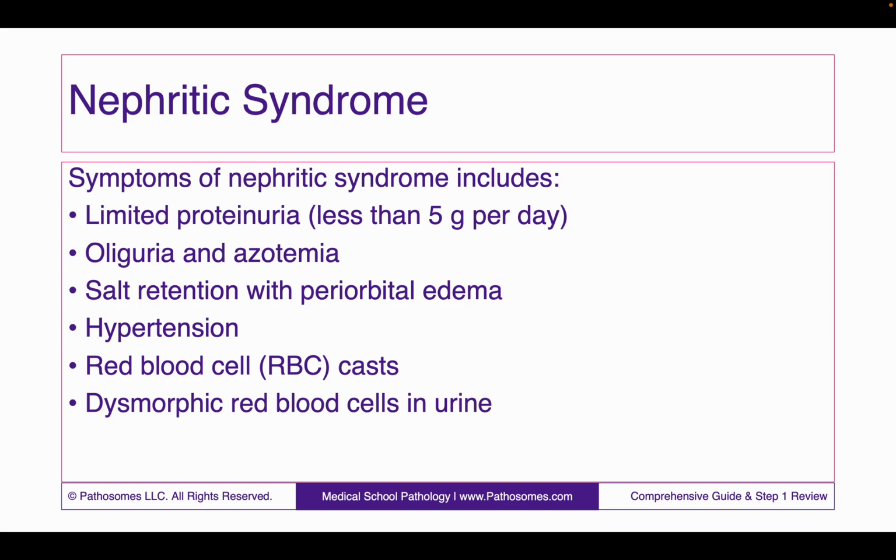Symptoms of nephritic syndrome include limited proteinuria, oliguria and azotemia, salt retention with periorbital edema, right, swelling around the eyes, hypertension, red blood cell casts, and dysmorphic red blood cells in the urine. And what is that limited proteinuria? That is less than 5 grams per day.